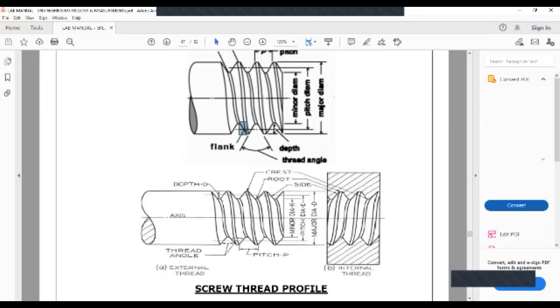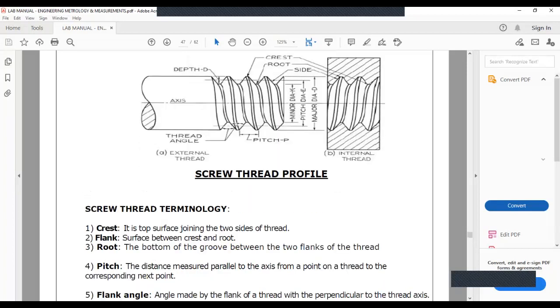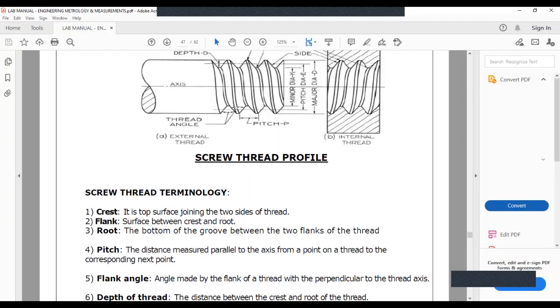Then coming to the root, the bottom of the groove between the two flanks of the thread. If you see in one particular screw thread, this slant edge is a flank, right? Similarly, this is a flank. Now in between the two flanks, whatever the surface is there will be considered as a root. So the root is the bottom of the groove between the two flanks of the thread.